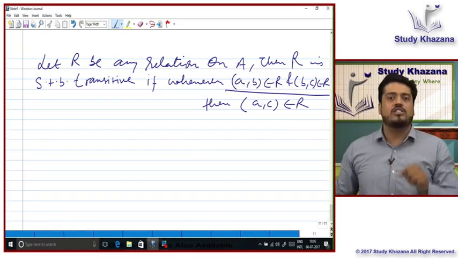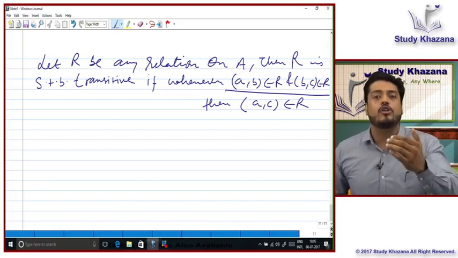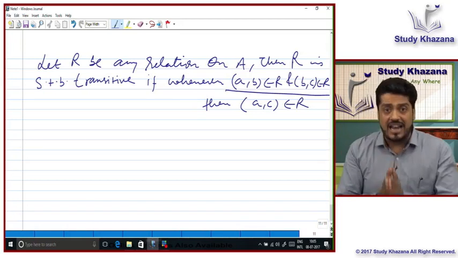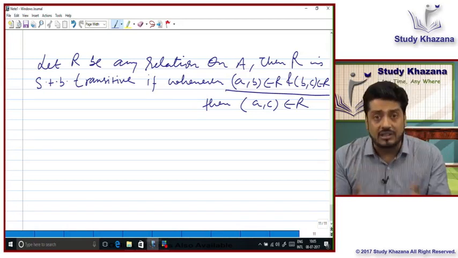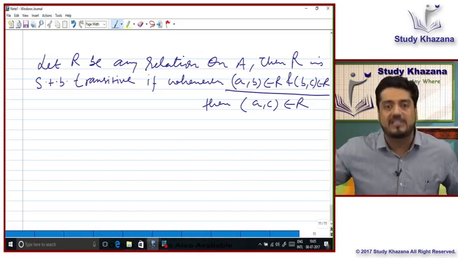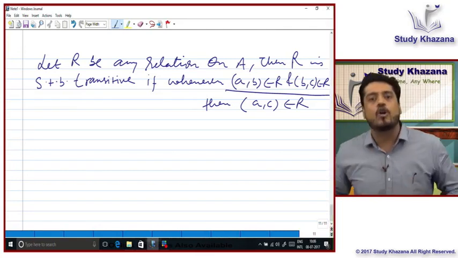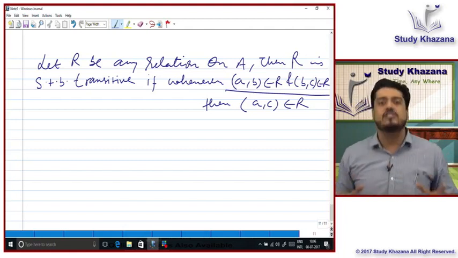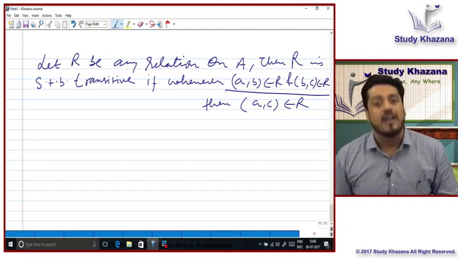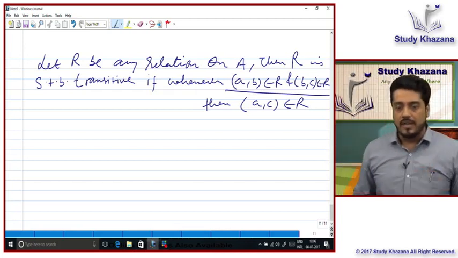If the hypothesis is not generated, then you will trivially take that relation to be a transitive relation. Okay, I am again repeating that transitivity is relevant only when the hypothesis is created. Hypothesis means when (A, B) belongs to R and (B, C) belongs to R. When this situation arises, only then we look for the conclusion that (A, C) also belongs to R. If the hypothesis is not generated, I will trivially declare that relation to be a transitive relation. Okay, fine. So let us again define some examples so that the concept will be understood clearly.